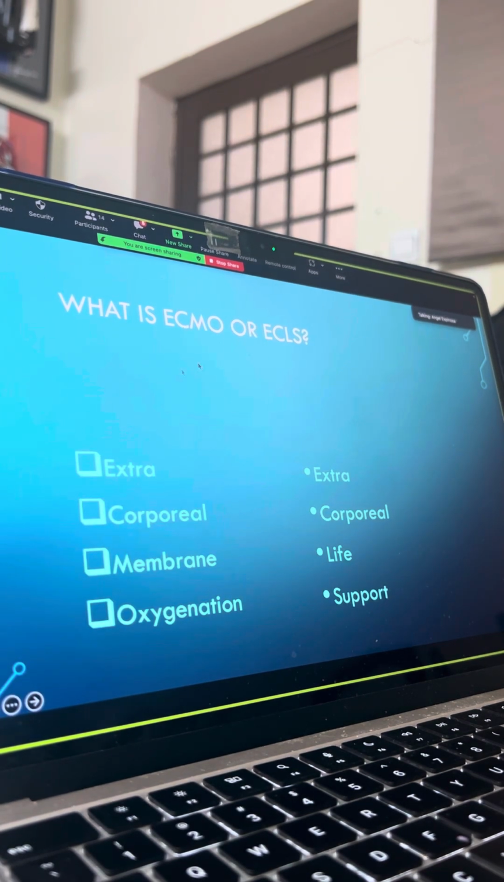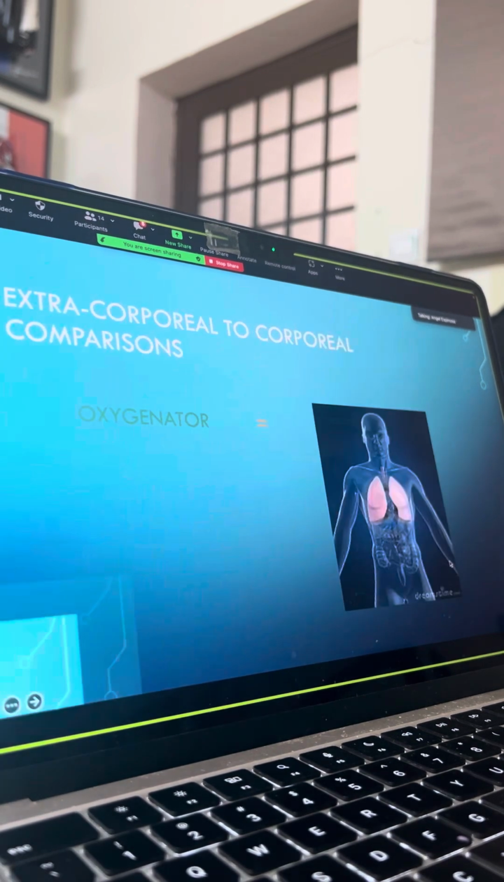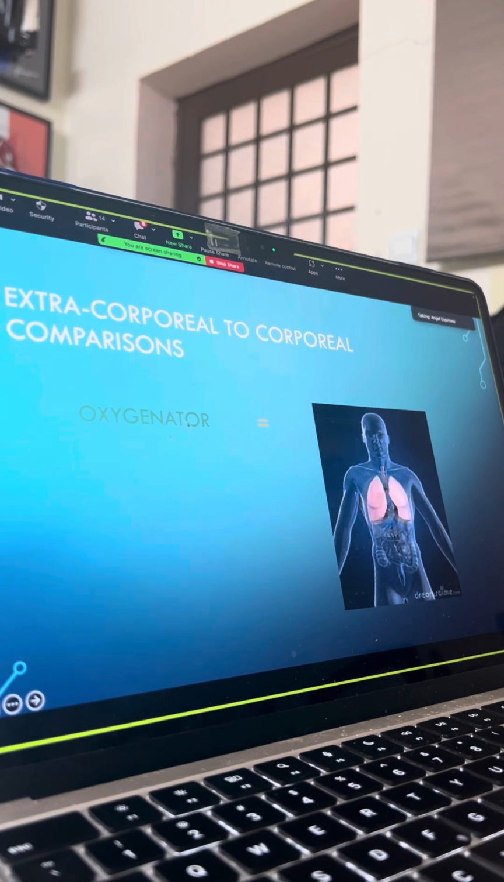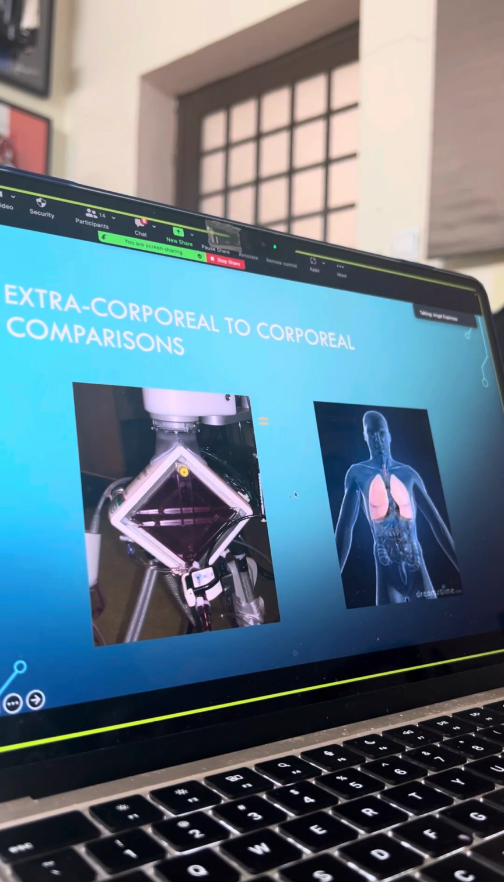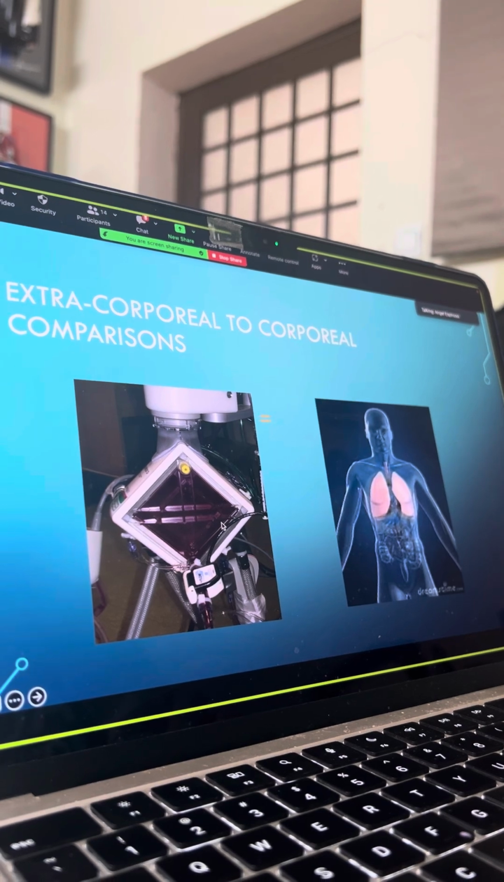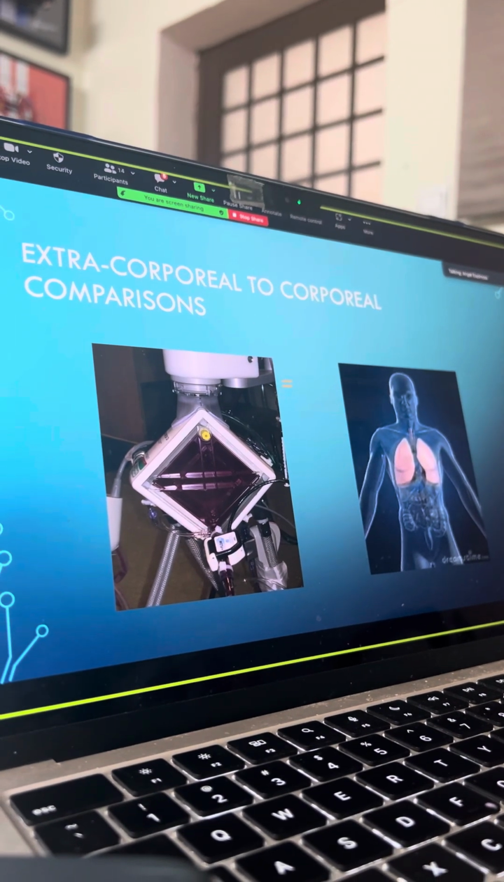What is ECMO? ECMO is extracorporeal membrane oxygenation, which is a form of extracorporeal life support. If we compare the extracorporeal with the corporeal, in the case of our body, the oxygenator is in the lungs. The lungs have many functions, among them oxygenation, gas exchange, and filtration. In the case of ECMO, our oxygenator is a part of a circuit where we are making gas exchange and at the same time we are filtrating.